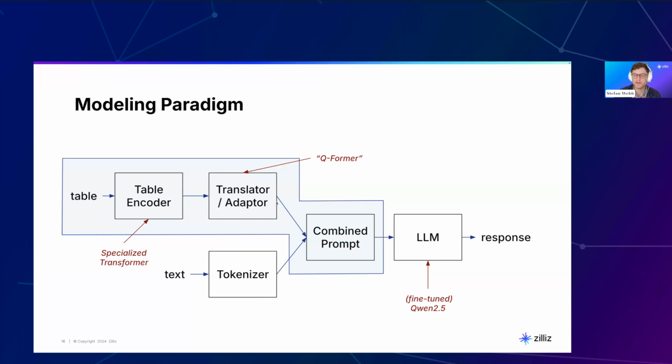And so we'll be talking about this concept of a Q-former, which is essentially a small model that's trained to translate between the table encoder representation and some special tokens to put into a combined prompt. And then after that, we just have a standard prompt with tokens the large language model can understand. And from that, we can get out a response. So this is the paradigm that we're going to be using to accomplish this goal of developing a foundation model for tables.